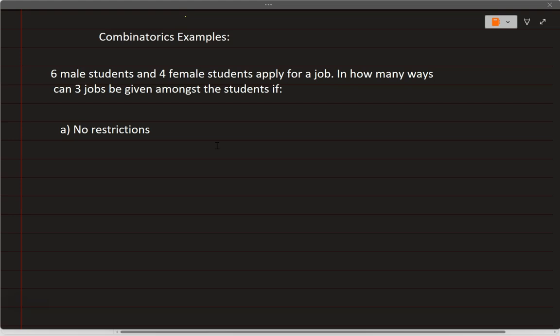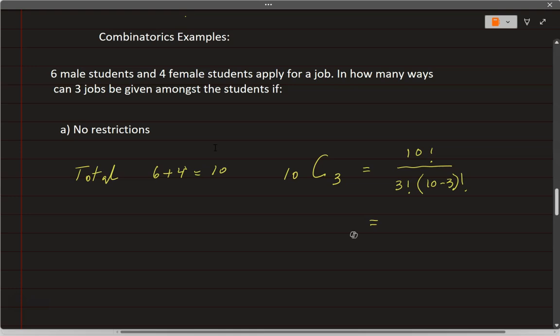So if there's no restriction, then you have the total number of applicants is 10, so 6 plus 4, that would be 10. So in this case, it's very simple. You just go 10 choose 3, since there are 3 jobs. What is that? Well, that is 10 factorial over 3 factorial times 10 minus 3 factorial. Take out your calculators and punch that in, and let's see what you get. And the answer is 120 possible ways that you can have this specific condition.